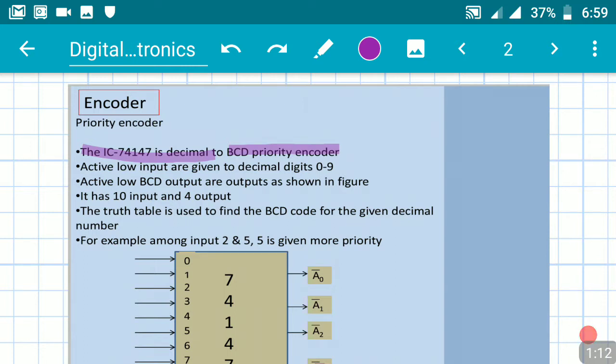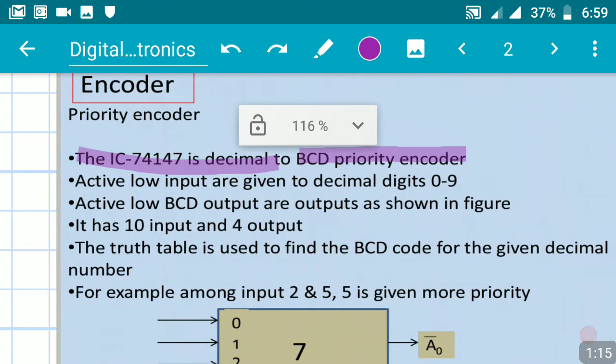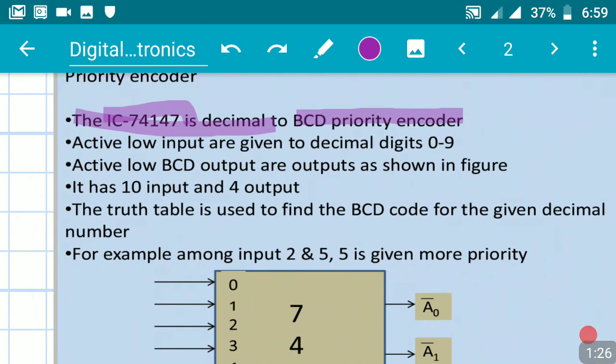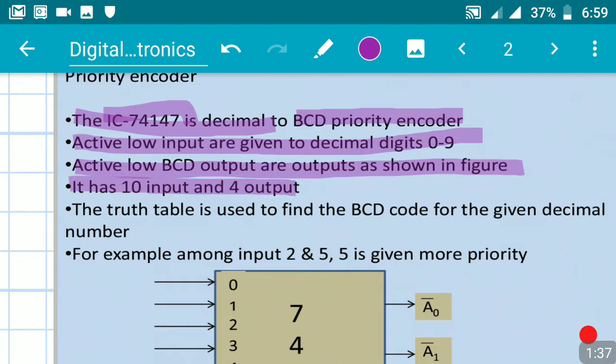The priority encoder that we are discussing here is the IC 74147, and it is a decimal to BCD priority encoder. It converts the decimal number into BCD. How it converts is very simple. Active low inputs are given to the decimal digits 0 to 9. Active low BCD outputs are available at the output. It has 10 inputs and 4 outputs. The truth table is used to find the BCD code for the given decimal number that has been activated.